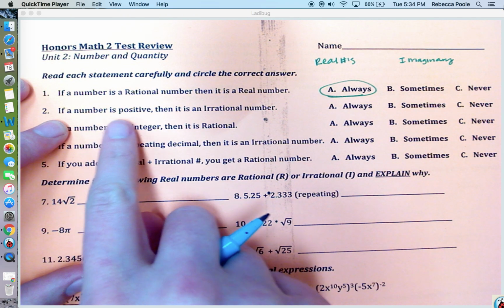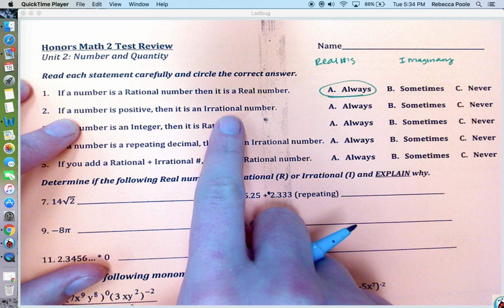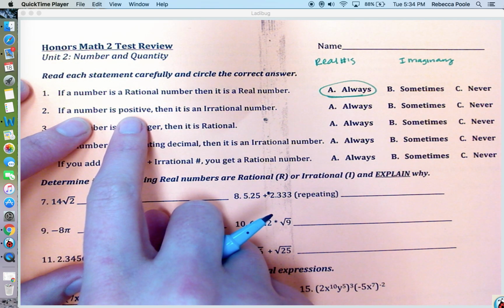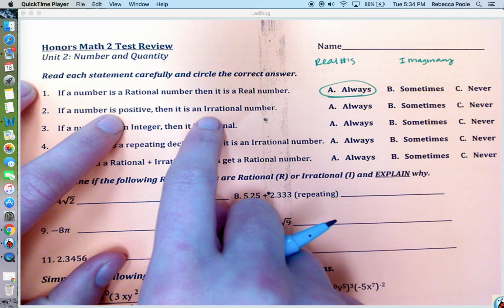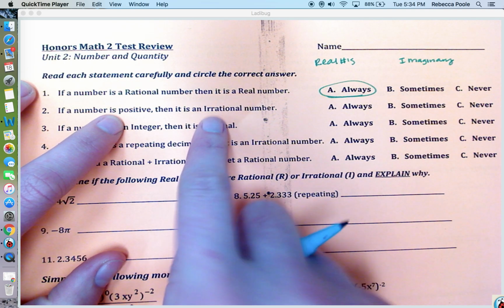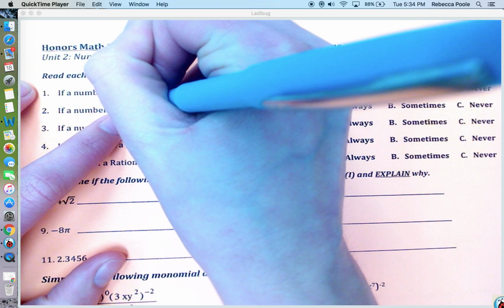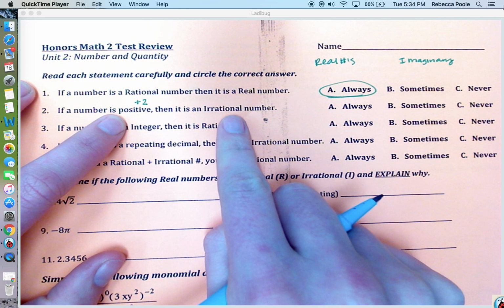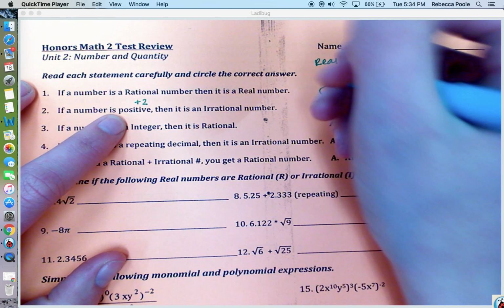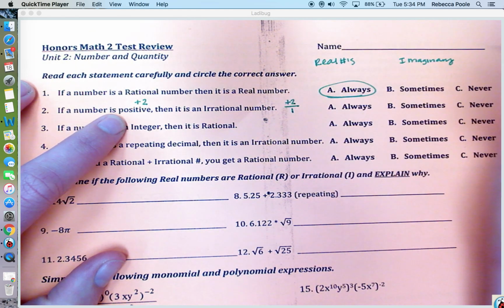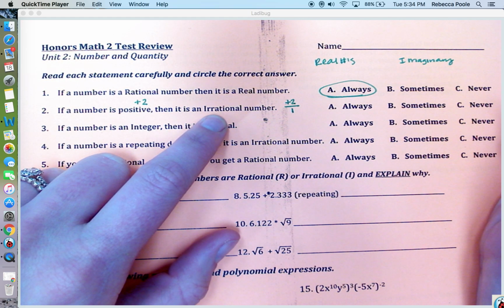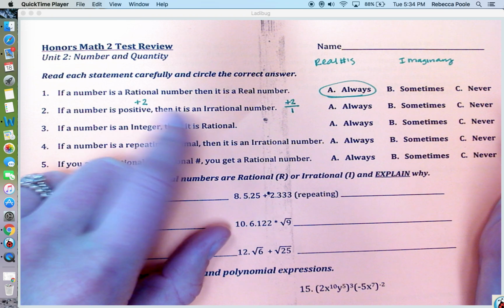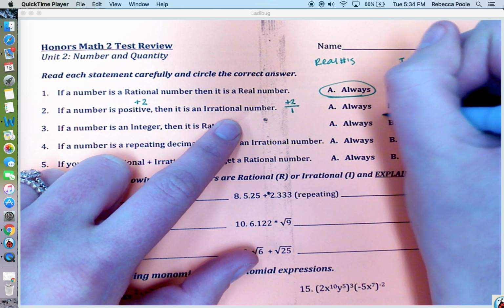All right, for number two, if a number is positive, then it is an irrational number. So for positive numbers, we need to see if there's a positive number that is not irrational to disprove this. So what about positive 2? Is that irrational? No, positive 2 can be written as a ratio. So positive 2 is not irrational, but are there positive numbers that are irrational? Yes, so this is sometimes true.